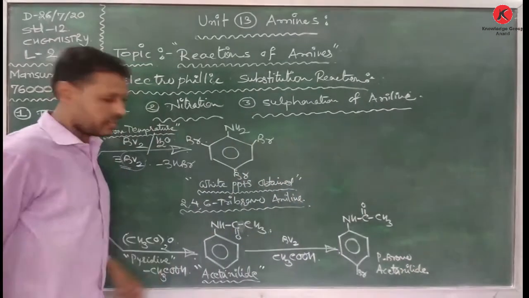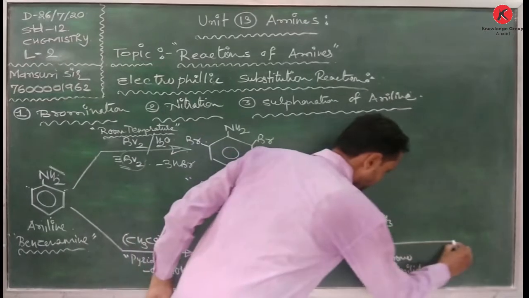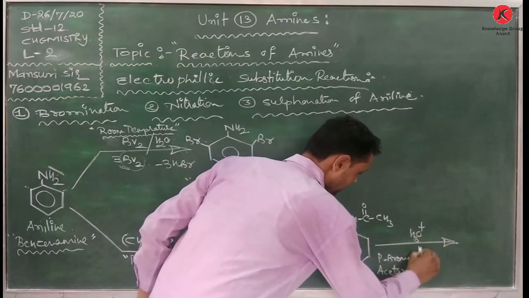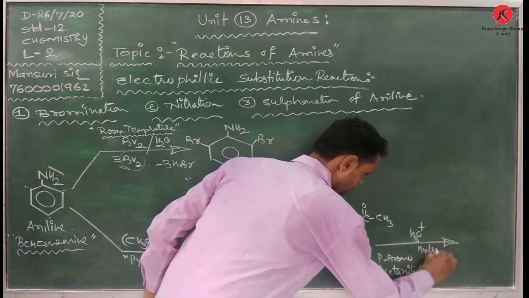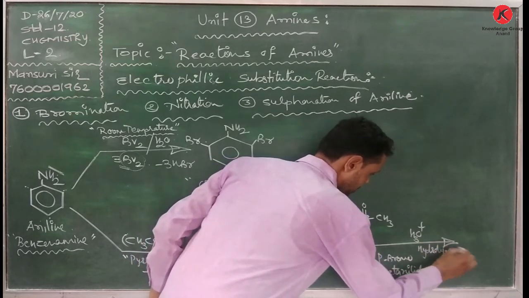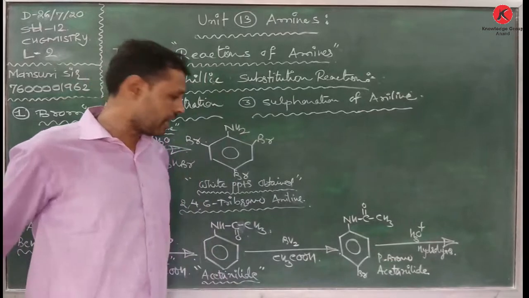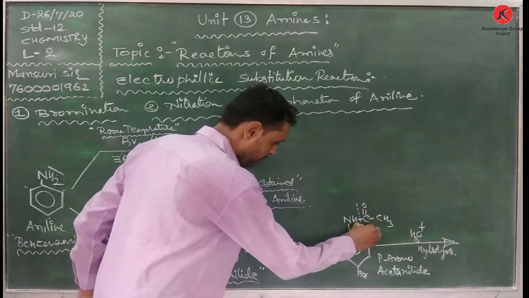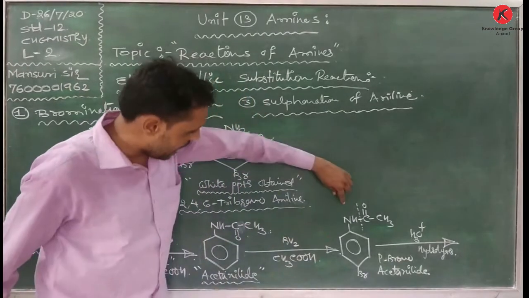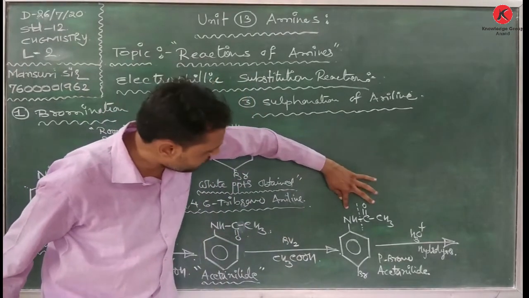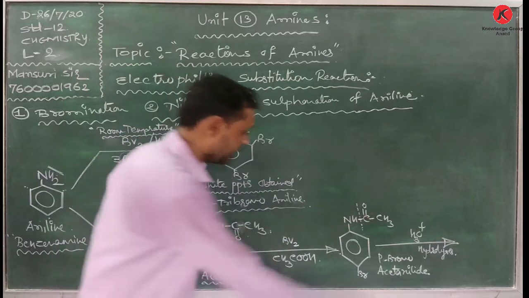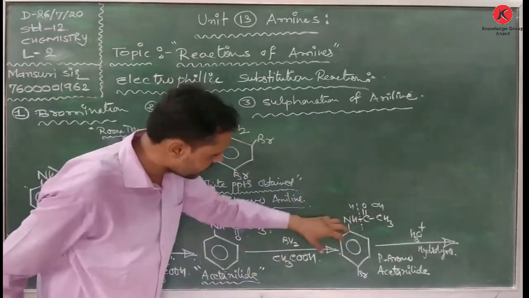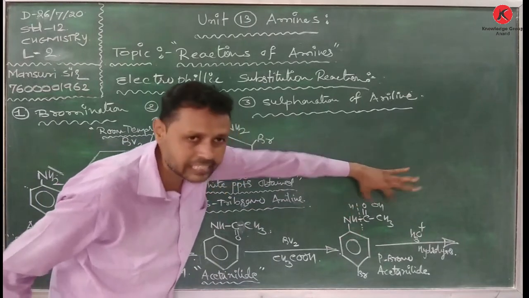Para-bromoacetanilide is obtained. After getting this compound, when hydrolysis is carried out, then what will happen? Then this NHCO bond will be broken. Hydrogen is going this side and OH will be going on this side. So OH and H will be added. That is why this is NH2, this is acetic acid.